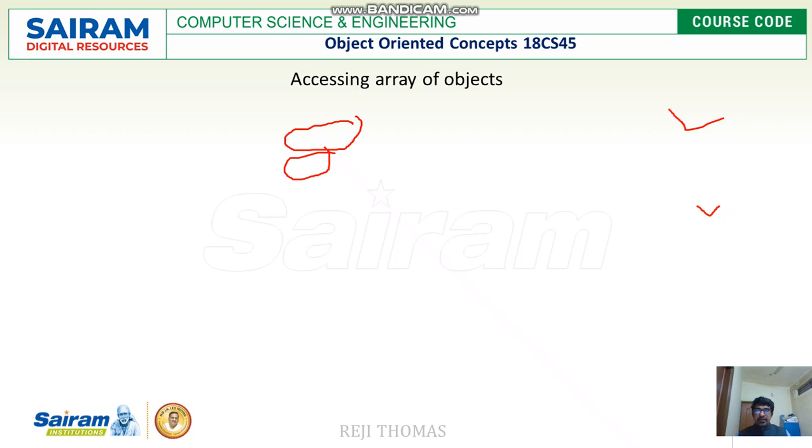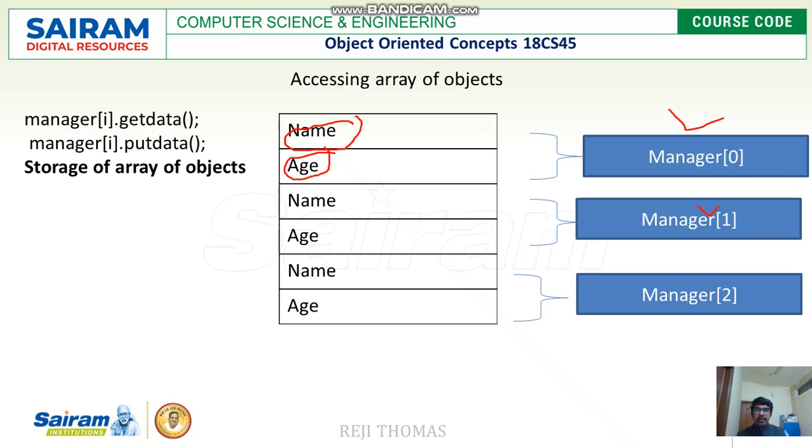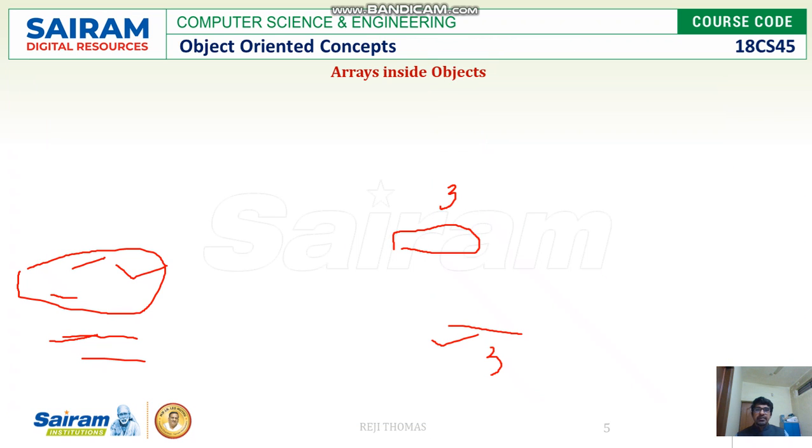Okay, so we have seen two things. One is how we can create an array of objects. Second, we have seen how we can declare an array inside a class, which in turn means we are declaring an array inside an object.